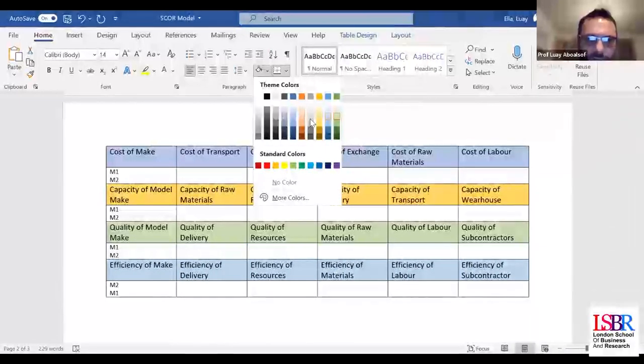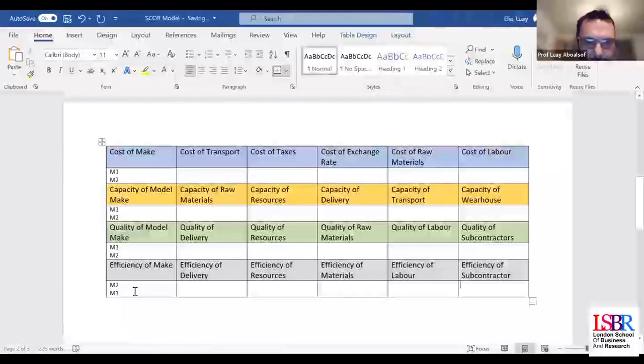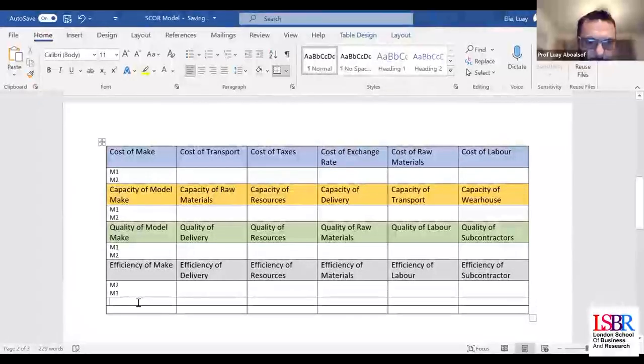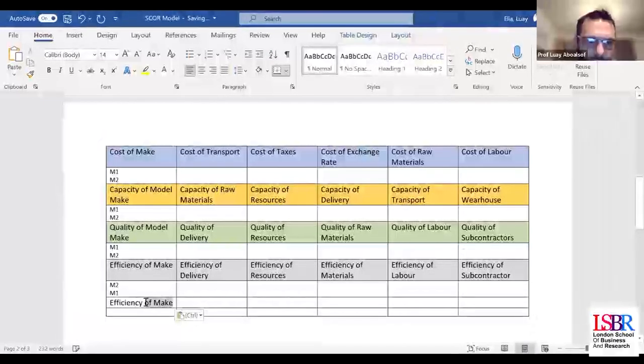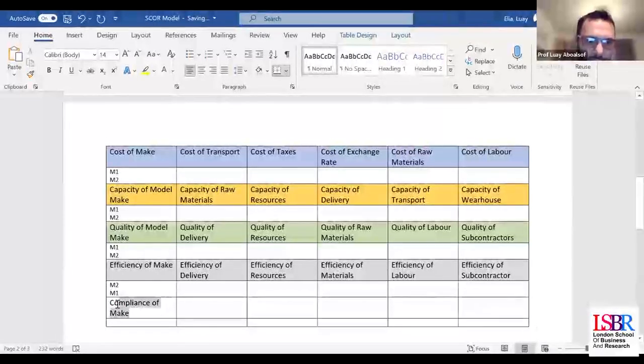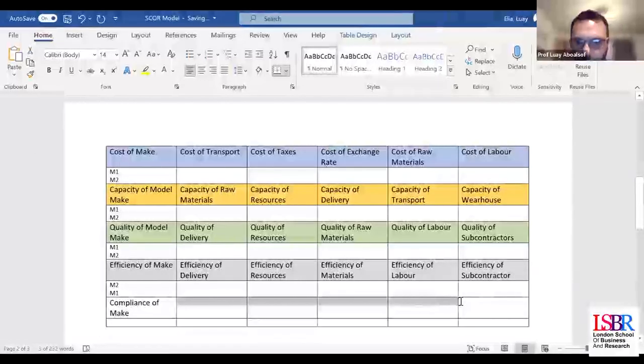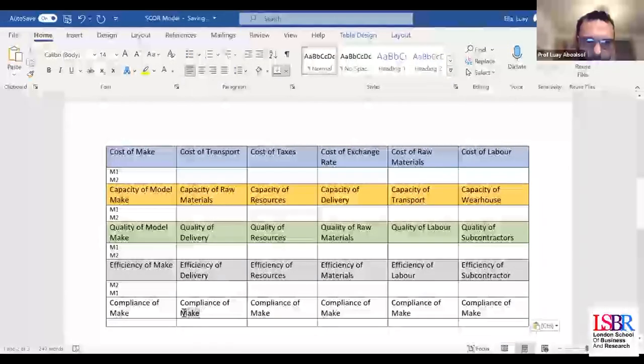Just to try to find a different color. Cost, quality, capacity, efficiency, let's say compliance. No, put different. Compliance, or different or various models can deliver compliance of make. Compliance.